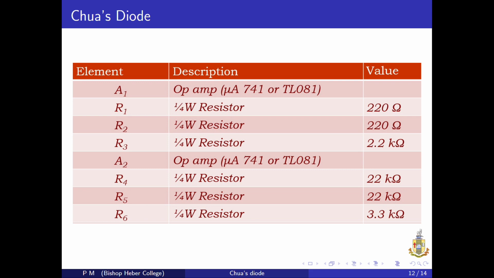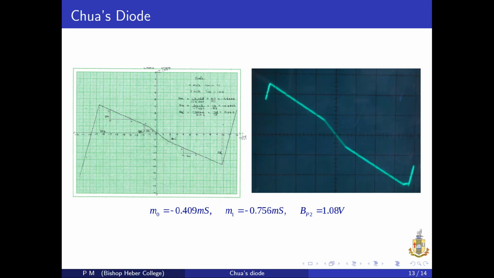For the first NIC, we have chosen R1, R2, R3 the values 220 ohm, 220 ohm and 2.2K. And for the next NIC, 22K, 22K, 3.3K. And we used the operational amplifier mu A741, or we can choose TL081. So this is the CRO captured characteristic curve.